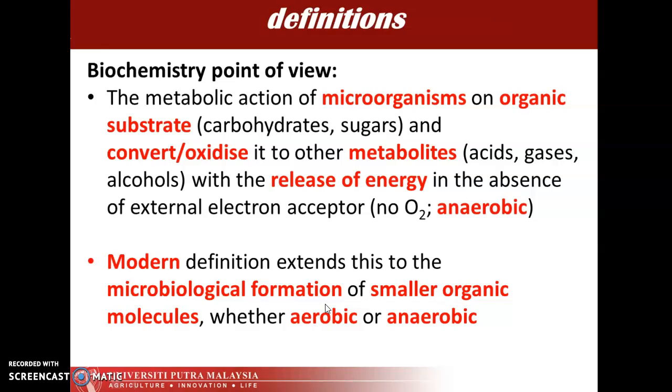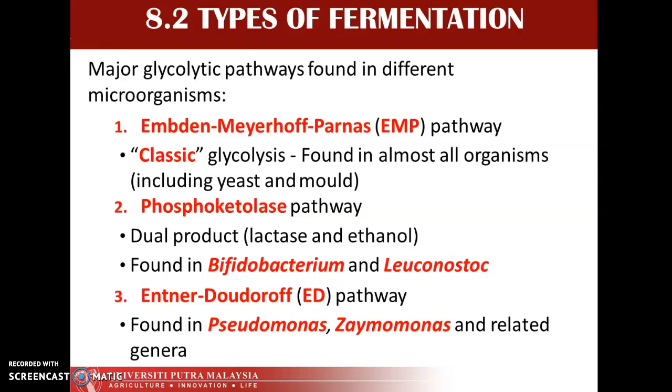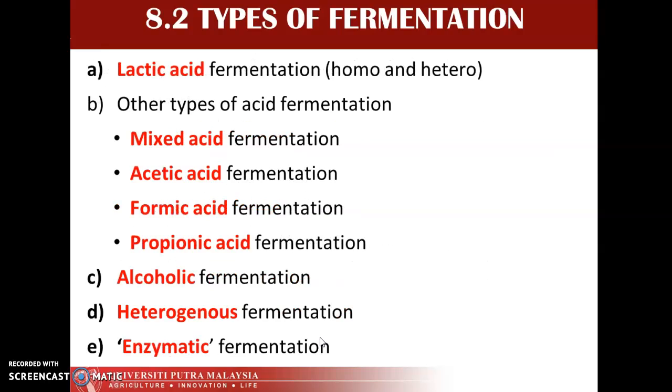So probably we need to always keep up to date about what is the true definition of fermentation. Okay. So there are three major glycolytic pathways. Glycolytic means glycolysis, or the breaking of sugar, found in different microorganisms. The first one is EMP, which is the most famous one. Second is the phosphoketolase pathway, usually producing lactic acid and ethanol. And the last one is the ED pathway. Usually they are involved in the formation of alcohols.